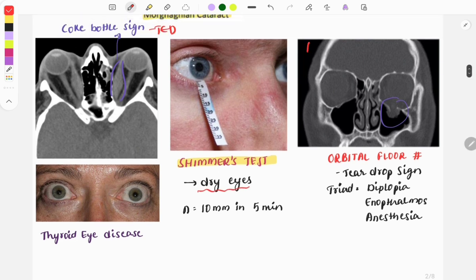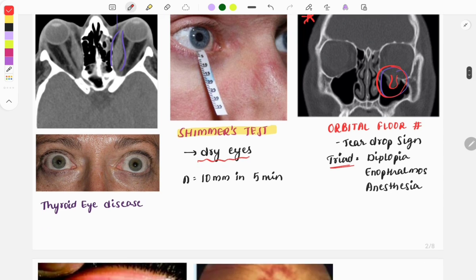Okay, then another very popular question is the orbital floor fracture. Okay, this has also been asked many times, multiple times asked questions, as a one-liner, as a clinical case, and as an image-based question. Whenever there is a trauma to the eye, we can see the involvement of the orbital floor fracture. The finding seen here is a teardrop sign like this, and there is a triad of diplopia, enophthalmos and anesthesia of the floor. Usually it is managed conservatively, and if it is severe then only we will do surgical management.